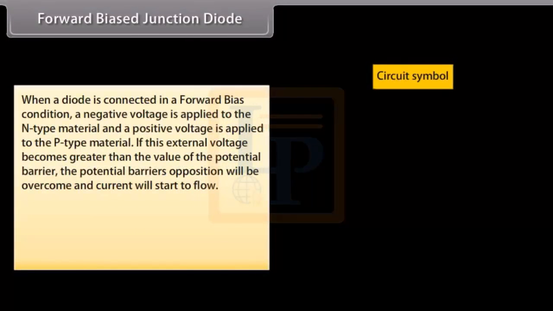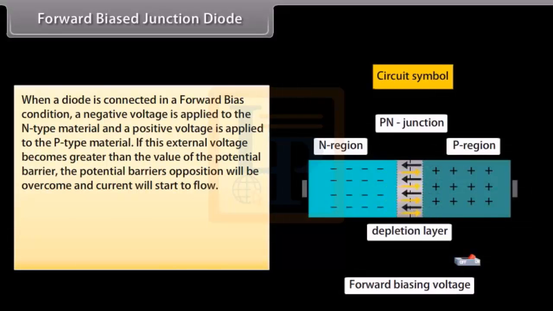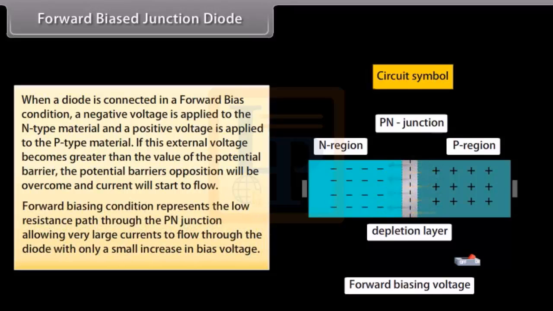Forward biased junction diode. When a diode is connected in a forward bias condition, a negative voltage is applied to the N-type material and a positive voltage is applied to the P-type material. If this external voltage becomes greater than the value of the potential barrier, the barrier's opposition will be overcome and current will start to flow. Forward biasing condition represents the low resistance path through the p-n junction, allowing very large currents to flow through the diode with only a small increase in bias voltage.